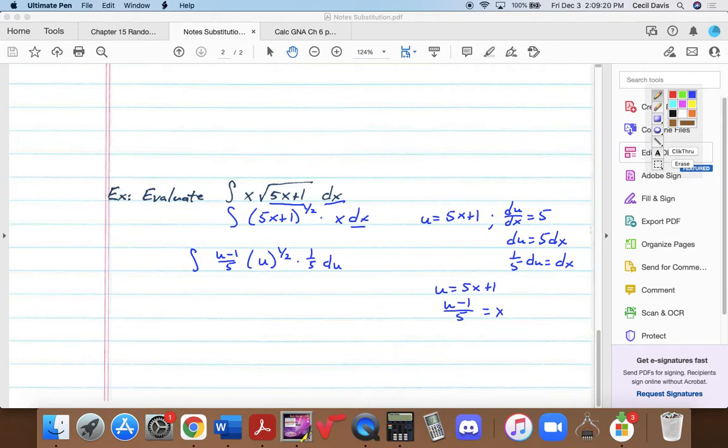A lot of fractions going on there. I'll go ahead and pull out the fractions. I have a 1/5 times 1/5, so that's 1/25 times the integral, and I'm going to distribute the u to the 1/2 times the u minus 1. u to the 1/2 times u to the first is u to the 3/2, thank you, minus u to the 1/2 du.